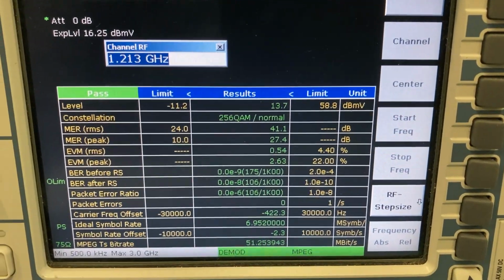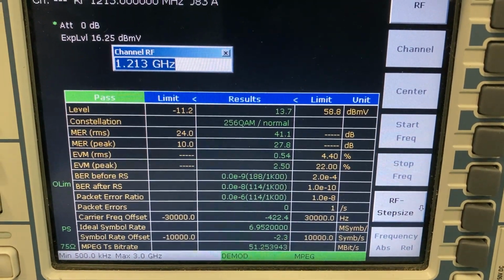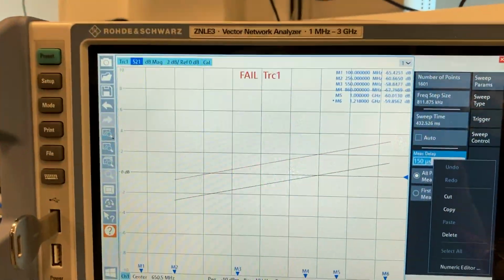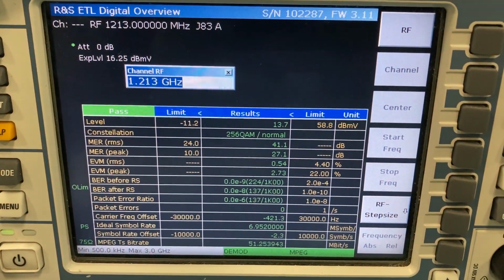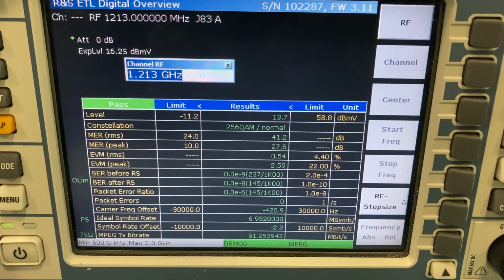So 2 methods of measuring frequency response. Previous video was using a vector network analyzer in S21 test, and this one's using a spectrum analyzer with a real signal source.